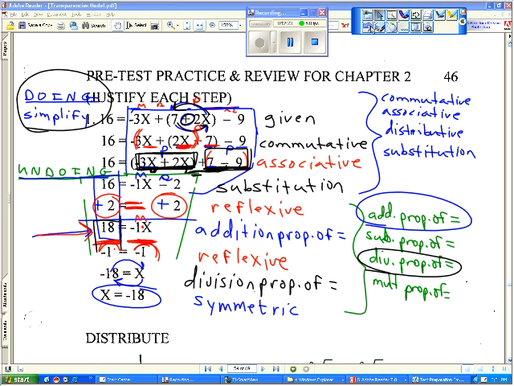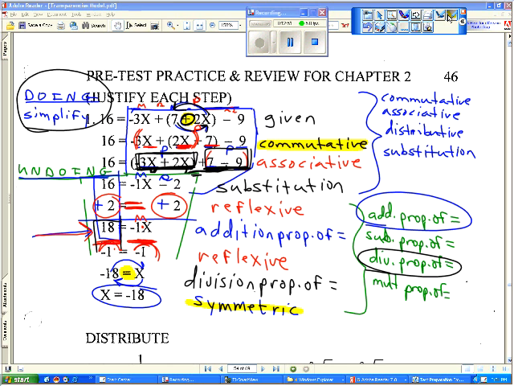Be very careful not to confuse symmetric with commutative. On commutative, we change the order of addition. On symmetric, we flip the equation around. On commutative, there's either a plus or a times sign there. In symmetric, there's an equal sign there.